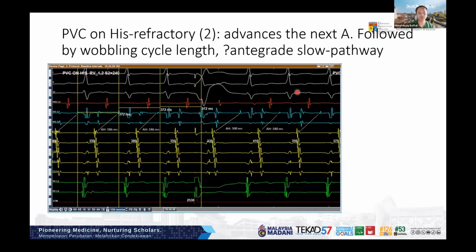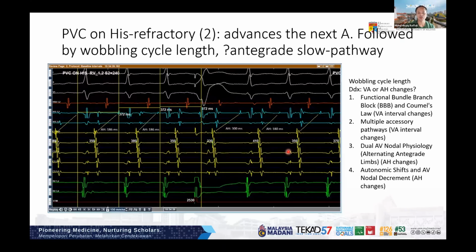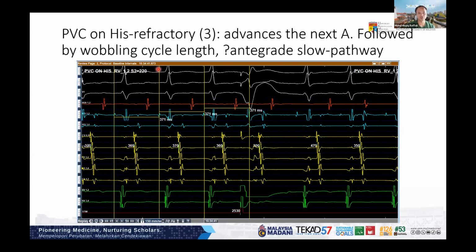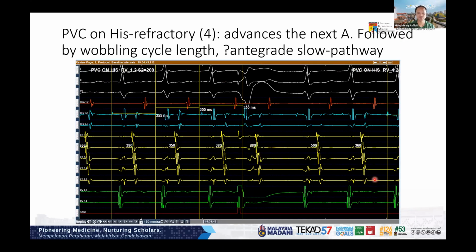Okay, so we measured the AH after the PVC on His. Actually, it suddenly jumps from 186 to 300. So possibly it jumped into the slow pathway at the end of the PVC on His maneuver. The third attempt on PVC on His refractory had the same outcome: it advances from 360 to 300, but then jumps from 300 to 470. And the fourth attempt, also the same: 380, and then it advances to 280, and then it also jumped to 500 after that.